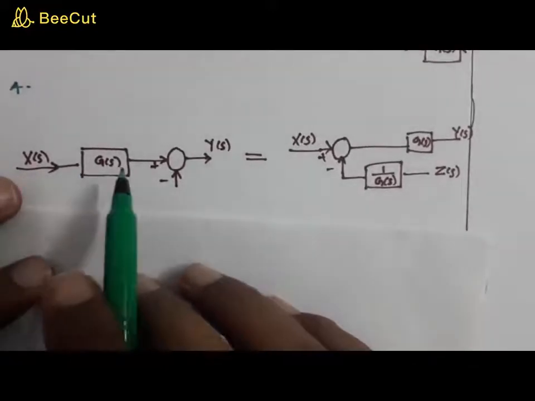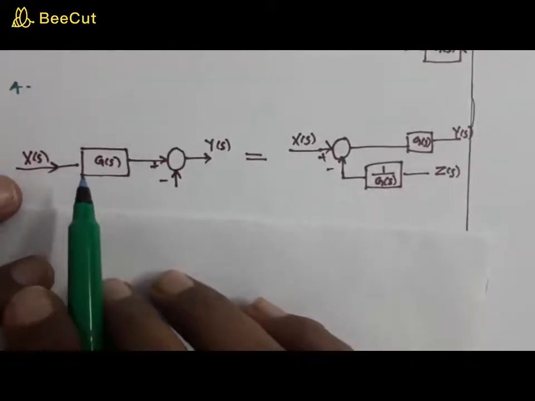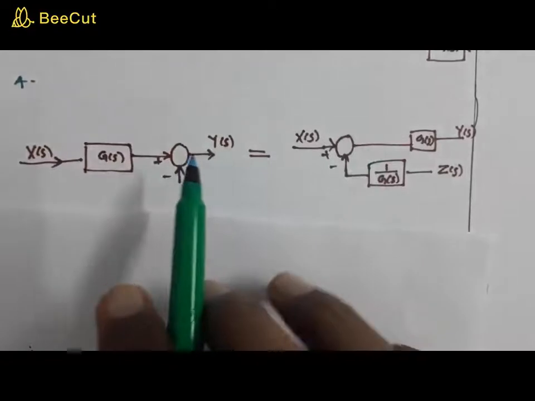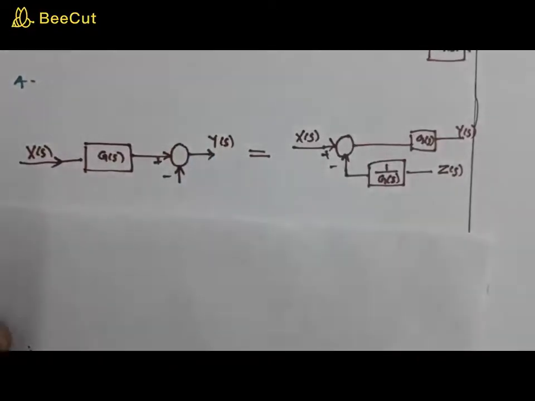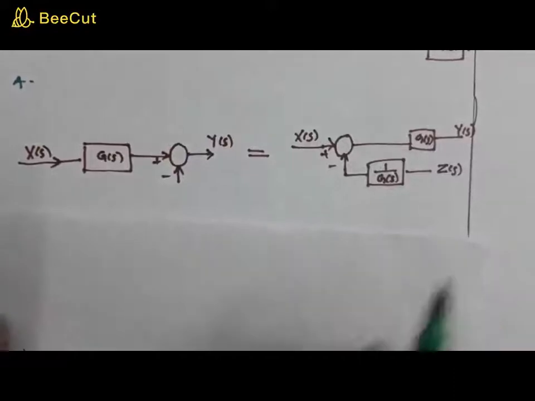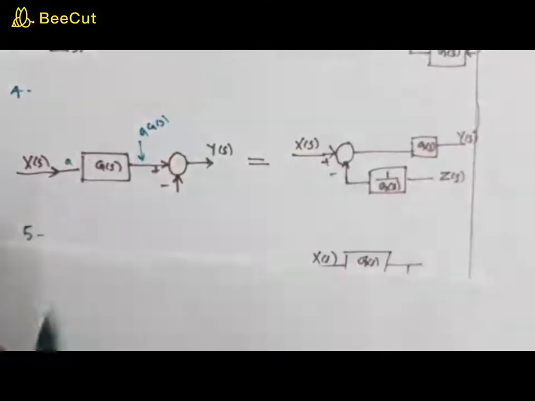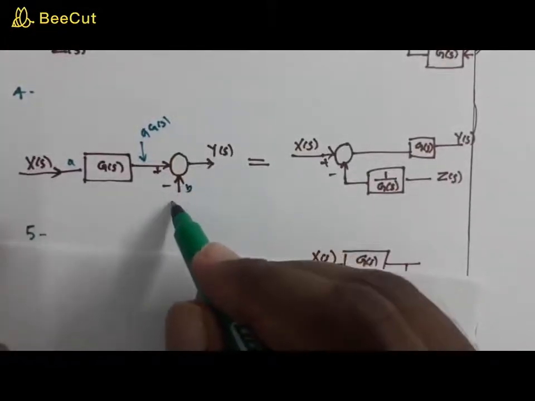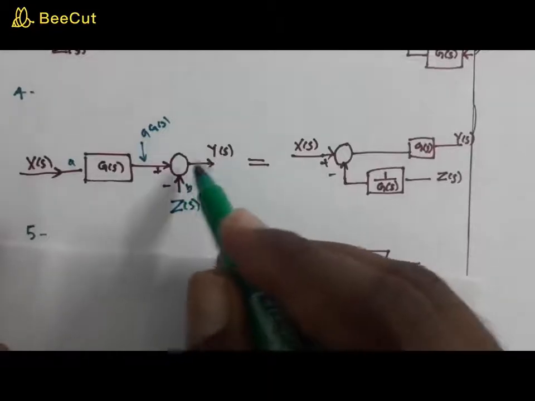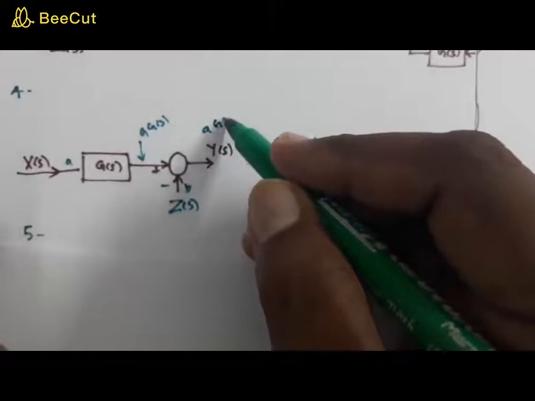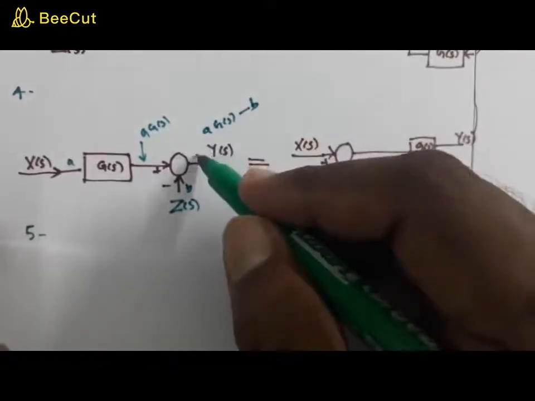Okay, coming to the next scenario, where you have a block before the summer. You have seen that it would have been nice if this summing point were to the right. Suppose, imagine that scenario, something like this. So what change should I do? For simplicity, I'm just using A. A is actually your X of S, right? Now what is this signal? This is actually A into G of S. And this is actually Z of S, which I'm just calling B. So this is going to be A G of S minus B, right?